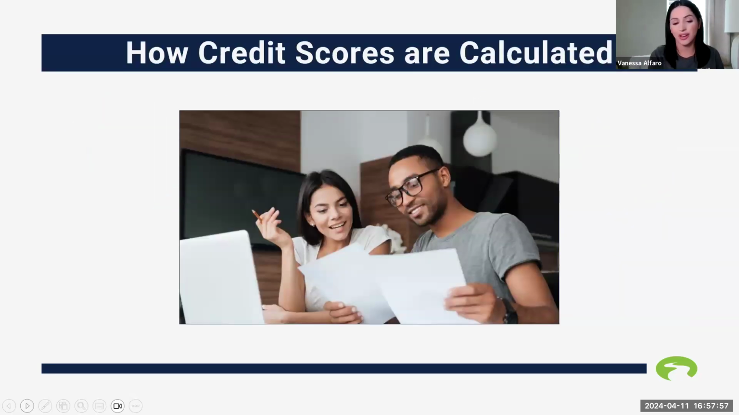Okay, this is the fun part, how credit scores are calculated. There really is no math that we can do to determine what exact score you're going to have tomorrow when you wake up, but I can help tell you how to positively impact your credit the most, and what can be the most detrimental to your credit score and FICO.